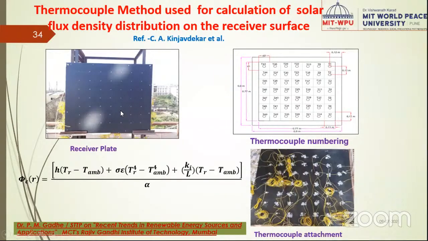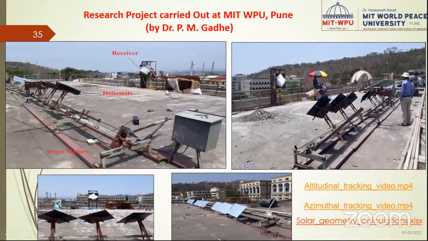To get the absorptivity and emissivity values, we tested this plate at the School of Energy Studies, Savitribai Phule University. We gave them a sample of this receiver plate, and they gave us the measured absorptivity and emissivity of the plate. Those values we have used for our calculation. By using this equation, we can find out the flux at that particular location from the temperatures we get on the receiver. So this is our experimental setup.